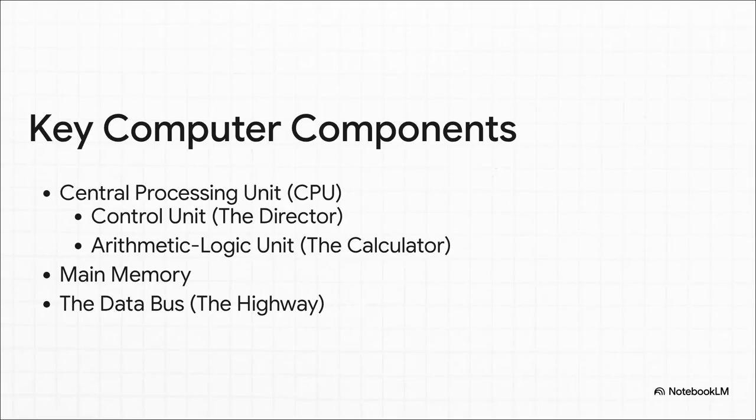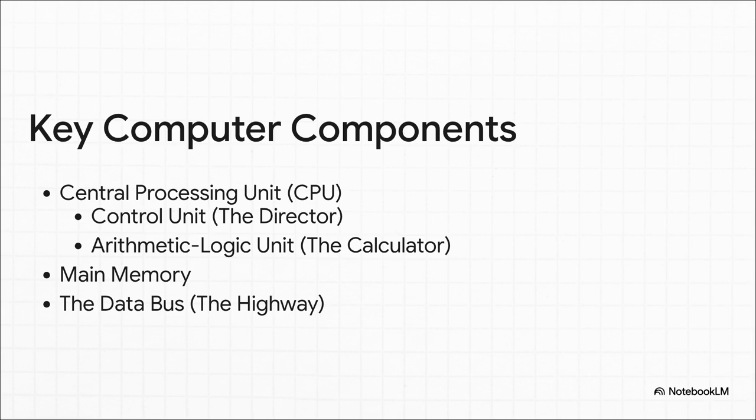So at the very heart of any computer, you've got the central processing unit, the CPU. It's the brain of the whole operation. And that brain has 2 key parts. First, there's the control unit, which is kind of like the director, telling everyone what to do. And second, you've got the arithmetic logic unit, or ALU, which is our main focus. Think of it as the master calculator doing all the heavy lifting.